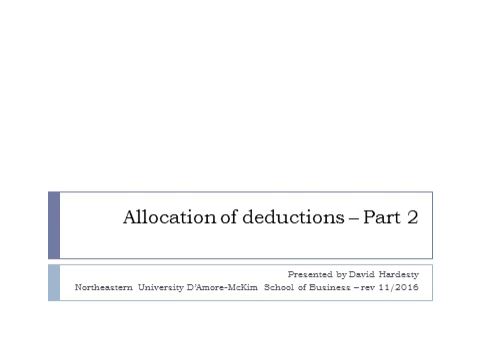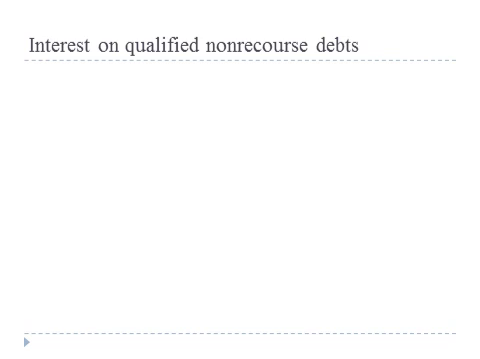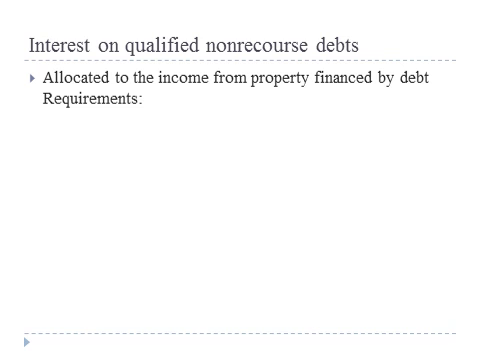This is part two of the lecture on the allocation of deductions related to business income. Now let's discuss the allocation of interest on qualified non-recourse loans. Interest expense on qualified non-recourse debt is allocated to the income from the property financed by that debt.